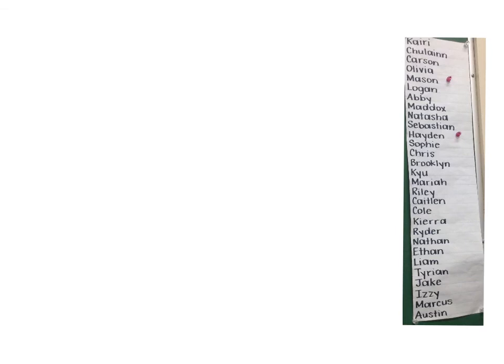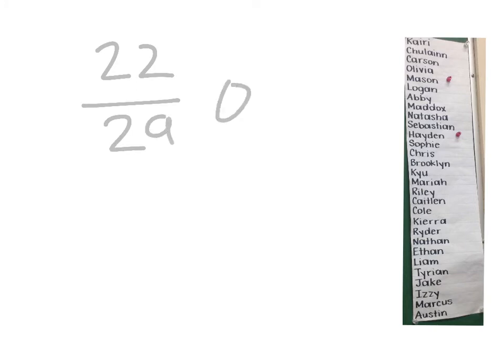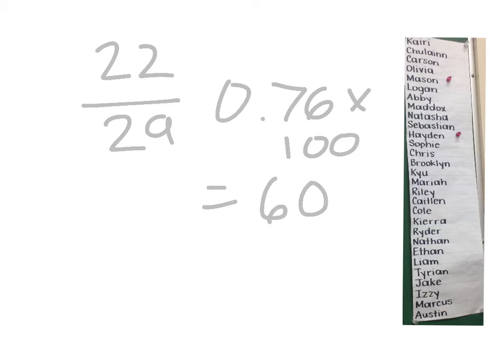And in this one, I'm going to see how many people of the class do not have chairs. So 22 over 29, you're going to divide that, so we'll use your calculator. That equals 0.76, and then times 100 equals 76. And there's your answer.